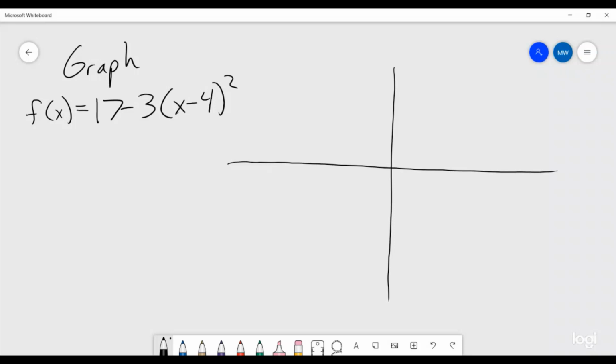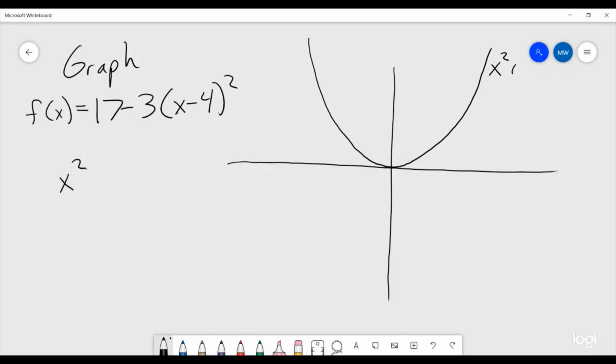Okay, so let's go through and figure out how would we graph this. Well, the first thing that we would do is we want to figure out what's our very basic, most underlying function. And that's going to be x squared. We have just a simple x squared showing up. So the first thing we would do is probably graph that. So here is a graph of x squared.